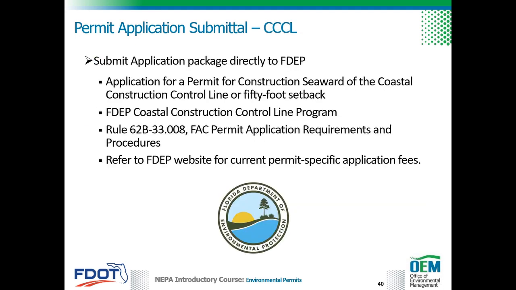FDOT will submit the Coastal Construction Control Line, or CCCL, permit application directly to the FDEP Coastal Construction Control Line program. An application for a permit for construction seaward of the Coastal Construction Control Line, or 50-foot setback, is required. Refer to Rule 62B-33.008 FAC, Permit Application Requirements and Procedures, for more information on the application process. To identify permit-specific application fees, refer to FDEP's website. To learn more, go to the Permit Handbook Appendix on CCCL.